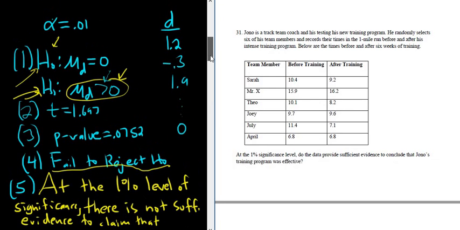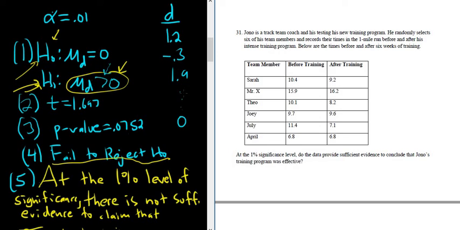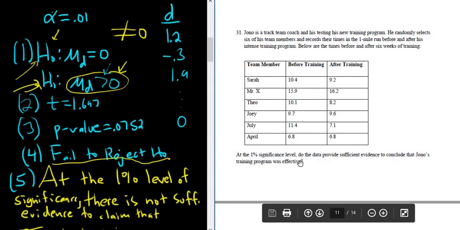So kind of a tricky problem because you have to decide if it's greater than zero or less than zero. Most of the time in these problems, they're easier. Usually it'll say something like, is there a difference? If it says different from or difference, it's easy. You pick not equal to. This one was hard because it said, is the program effective?